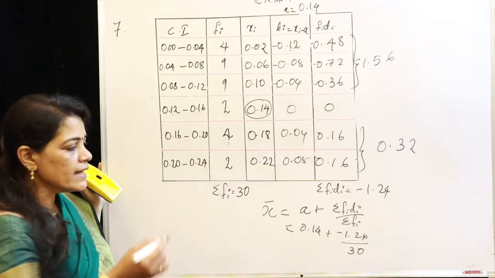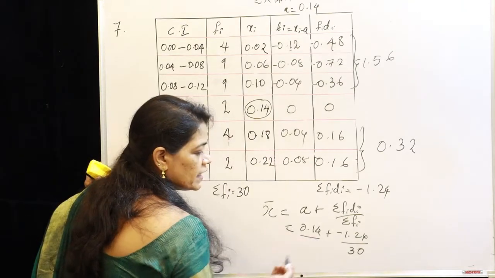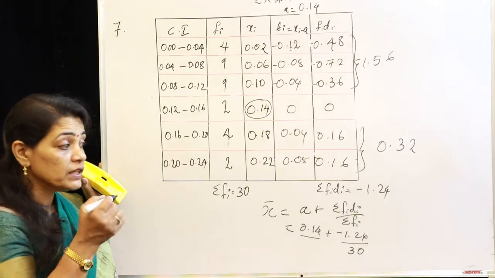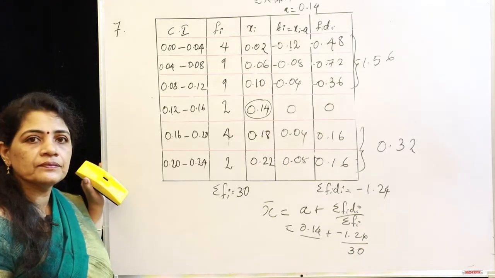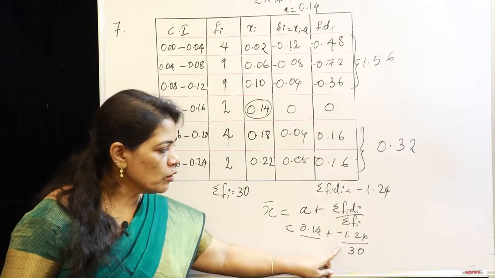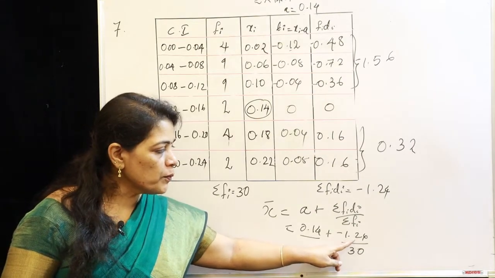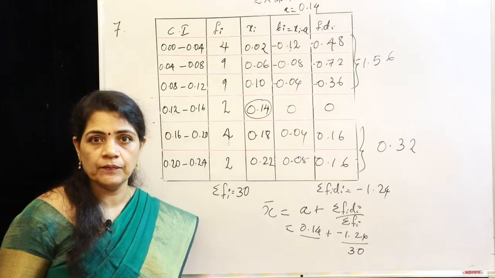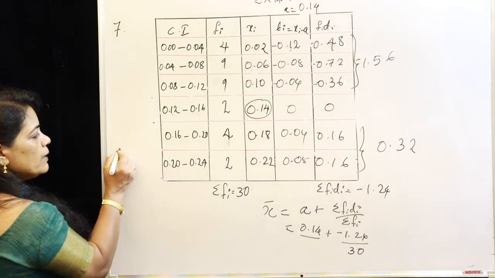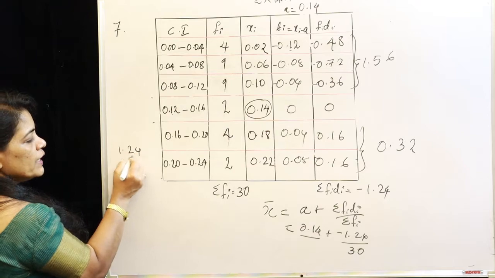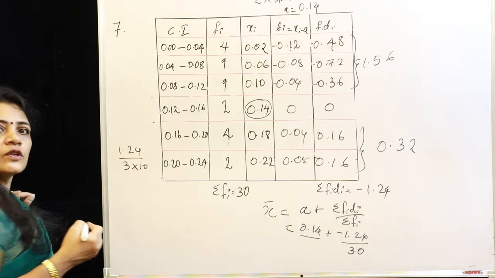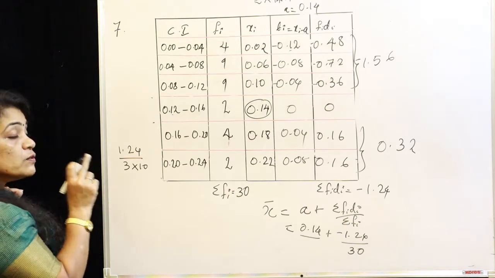Okay, so as usual I am keeping this without any change. I am going to divide 1.24, that is negative 1.24, with 30. Okay, let us see. 1.24 divided by 30. Can we write this as 3 into 10? Of course. Okay, so this would be better, children.